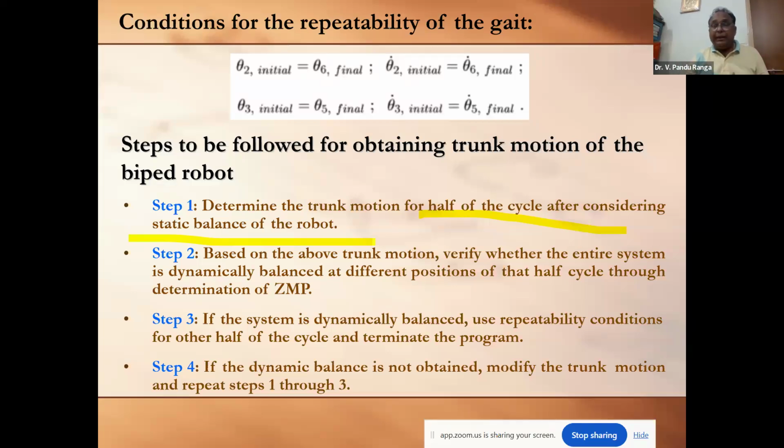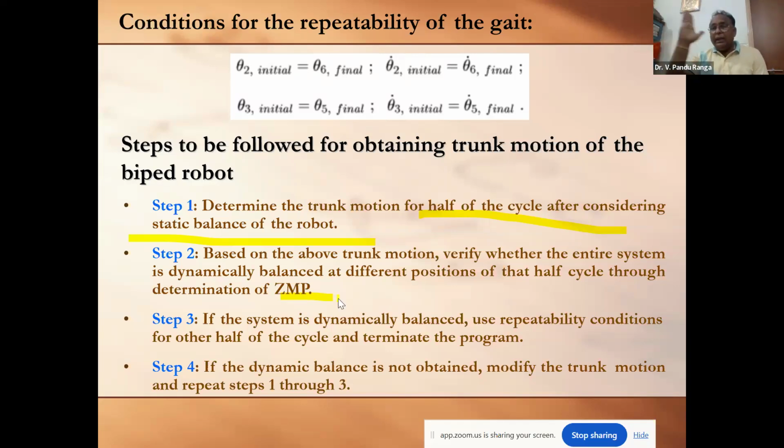So now we verify. As I mentioned earlier, for the biped robot, dynamic balance is more important than static balance. Even though we obtained the variation for the trunk using static balance, that gait is verified for its dynamic balance. If it is found to be balanced, meaning the ZMP is falling inside the foot support polygon, then only the robot is said to maintain the dynamic balance, otherwise not.